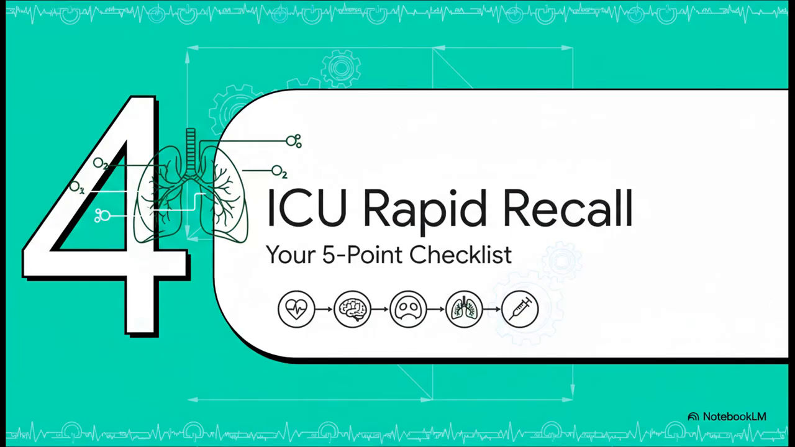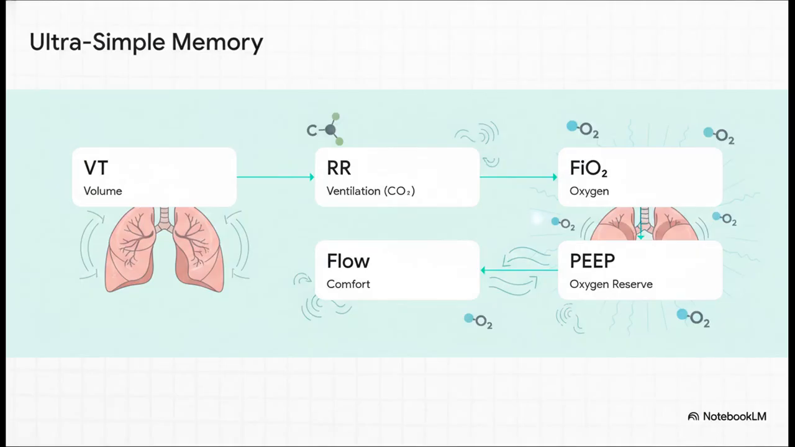We have covered a ton of ground here. So to make sure this all sticks, let's pull it all together with a really simple, powerful checklist. We'll call it the ICU Rapid Recall. Okay, let's lock this in. 1, VT is for volume, that's the size of the breath. 2, RR is for ventilation, that's how we control CO2. 3, FiO2 is for oxygen, the percentage we deliver. 4, PEEP is for oxygen reserve, it keeps the lungs open. And finally, 5, flow is for comfort, the speed of the breath.